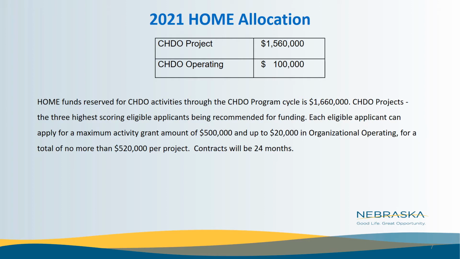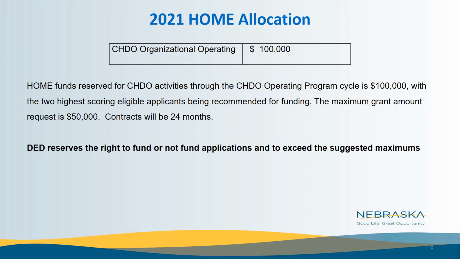Each eligible applicant can apply for a maximum activity grant, which is your homebuyer activities, in the amount of $500,000, and then in addition to that, the organization can apply for $20,000 in organizational operating to go along with your activity project, for a total of no more than $520,000 per project. Contracts will be for 24 months.